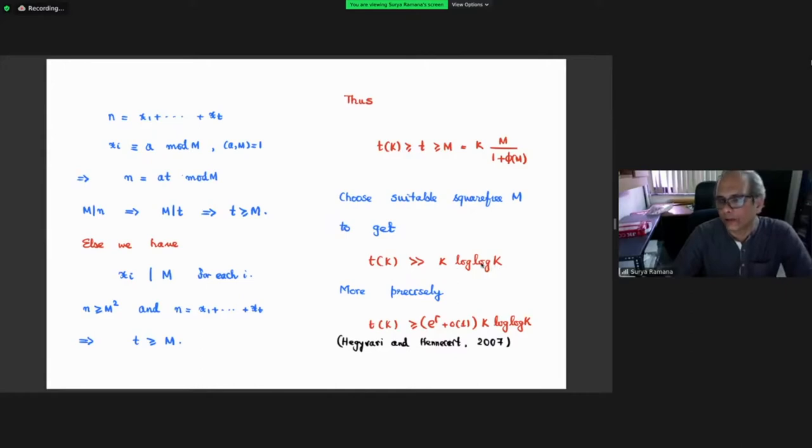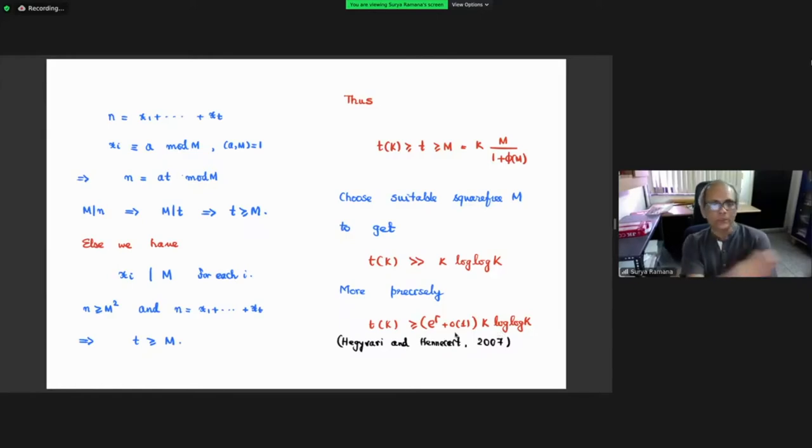Then you can see that T_K is at least K log K. Okay? You can make a more refined calculation, and indeed, this is what Agirbari and Enkar did in the first paper written on the subject of Sarkozy's problem. They proved that T_K is at least e to the gamma, the usual numbers that appear in prime number theory, e to the gamma times K log K. So this is the lower bound for T_K. It's an obvious lower bound that comes out of simply partitioning the primes using an appropriate modulus.